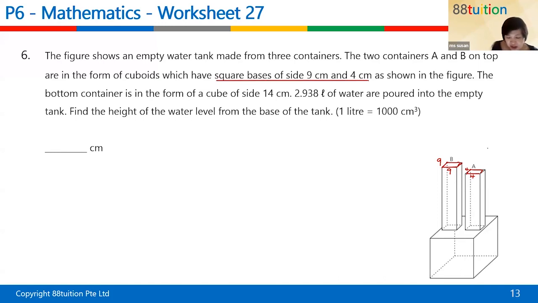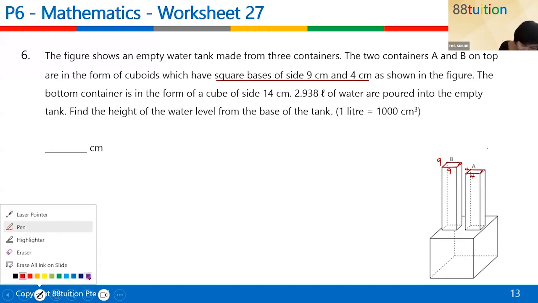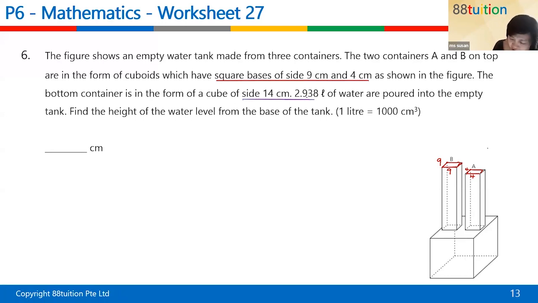The bottom container is in the form of a cube. A cube means 3 sides equal. With 3 sides equal, you have 14 by 14 by 14. So you have 14, 14, and the height is also 14 cm. So much water is poured into the empty tank. You are supposed to find the height of the water level from the base of the tank. That's what they are asking for.